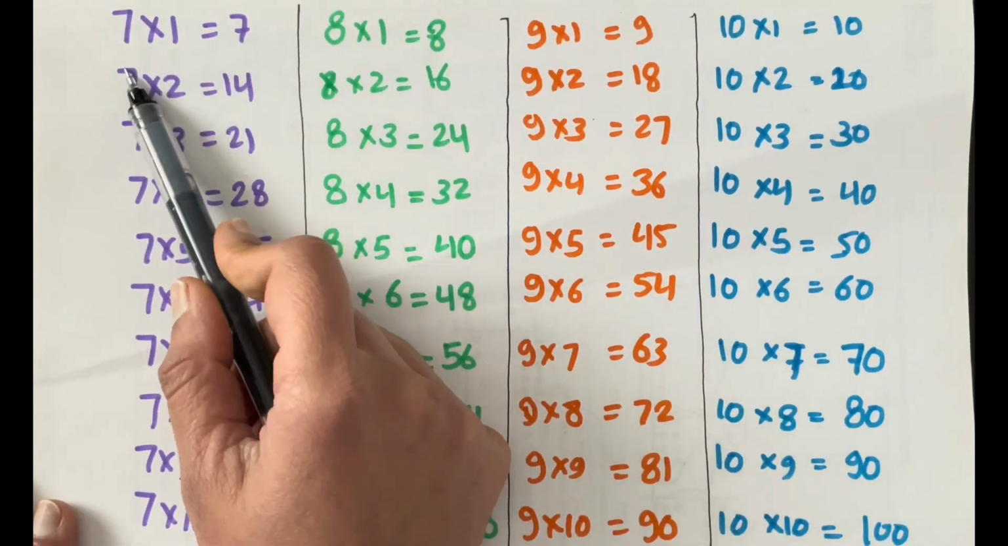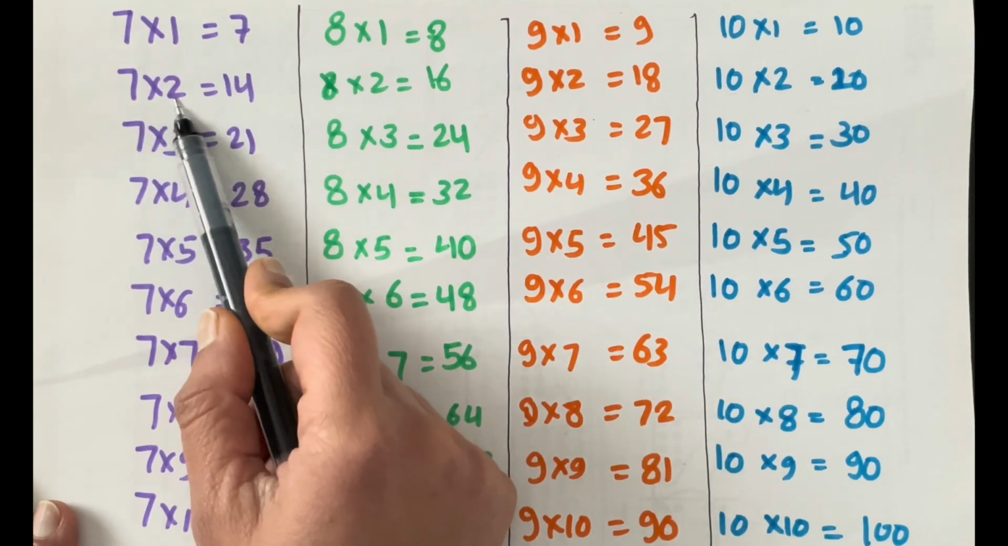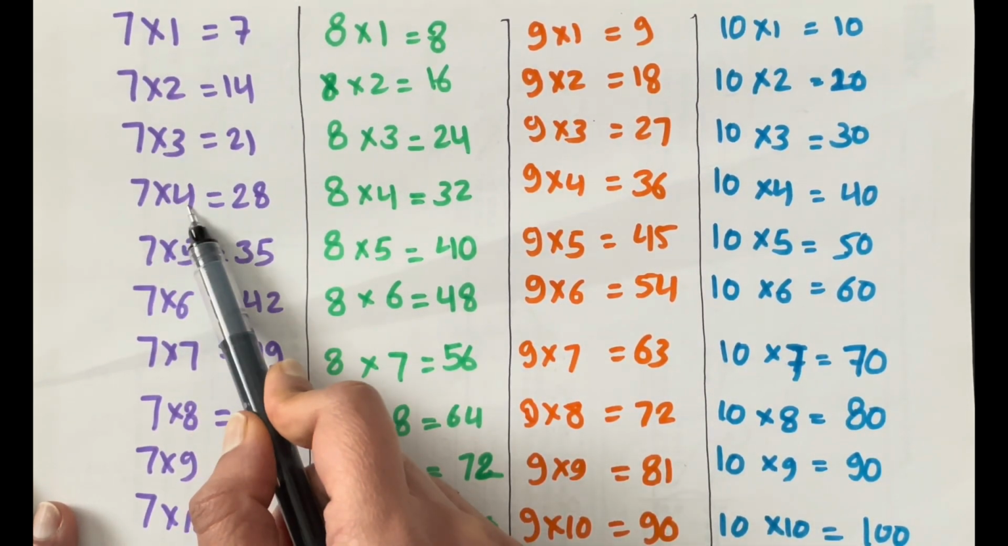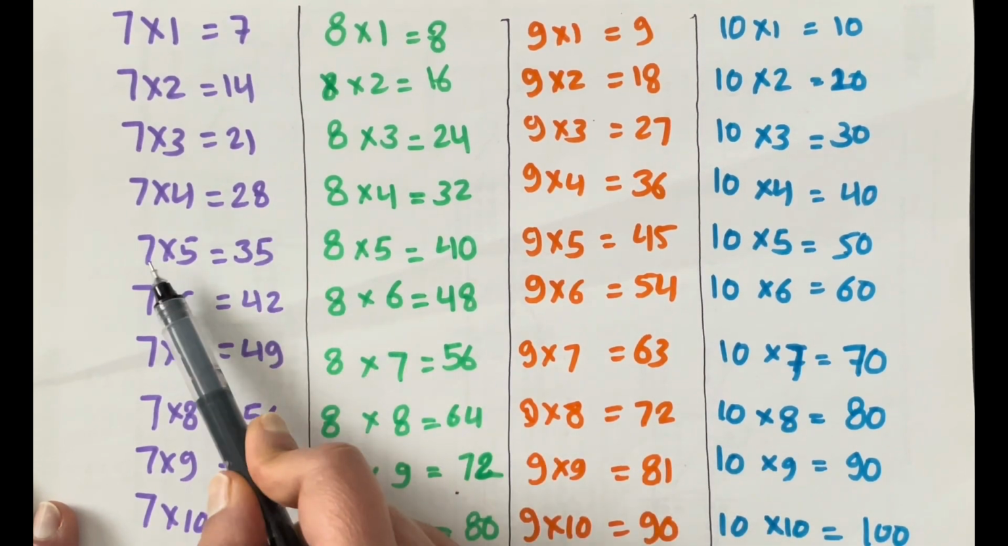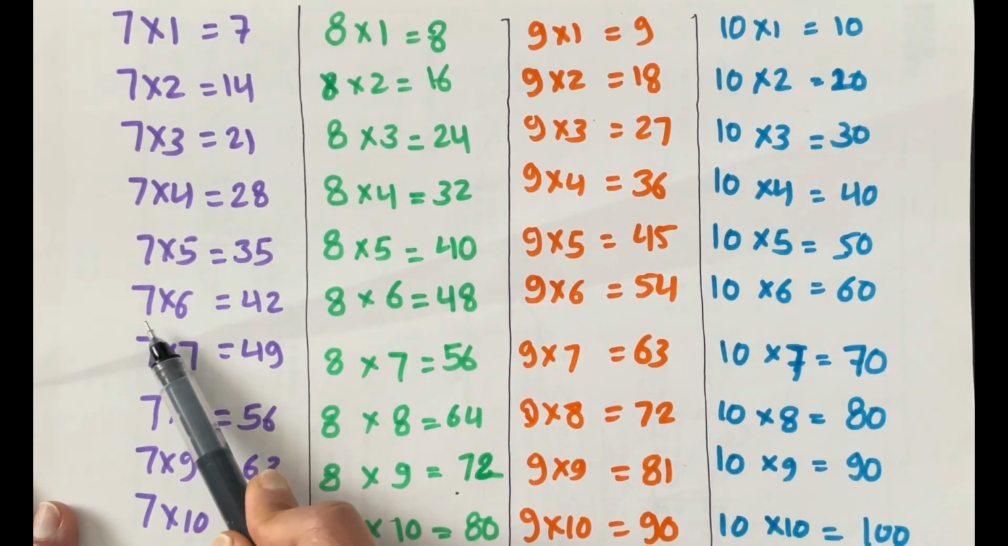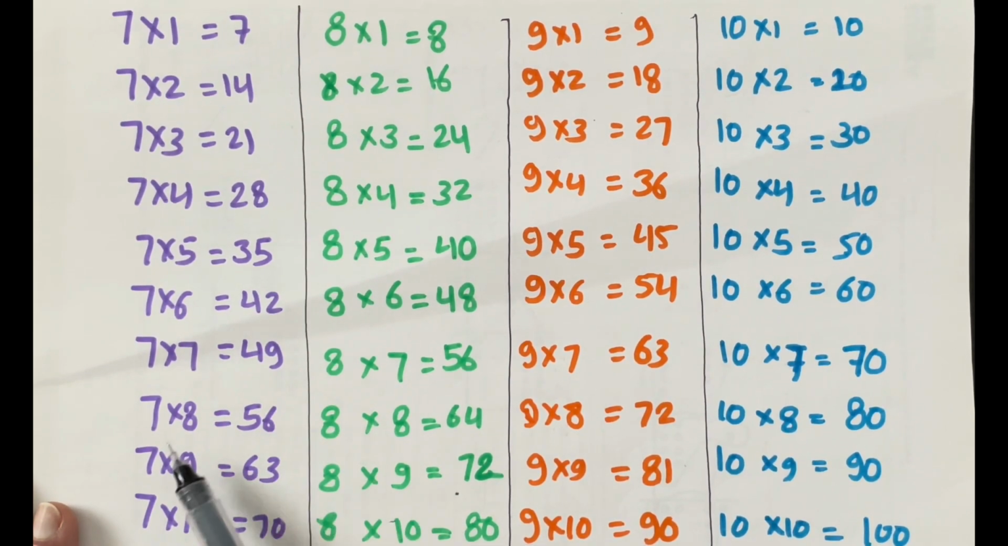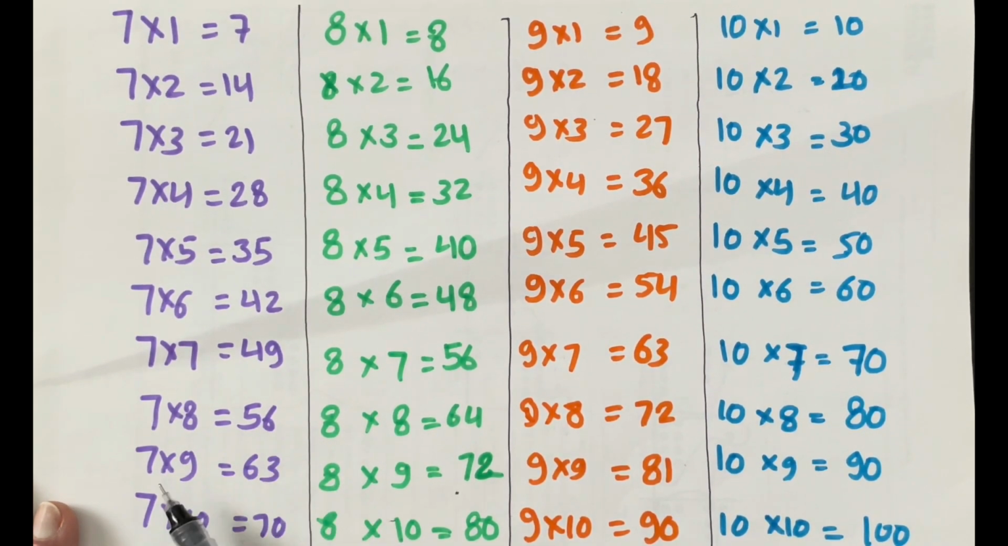Table of 7. 7 times 1 is 7, 7 times 2 is 14, 7 times 3 is 21, 7 times 4 is 28, 7 times 5 is 35, 7 times 6 is 42, 7 times 7 is 49, 7 times 8 is 56, 7 times 9 is 63 and 7 times 10 is 70.